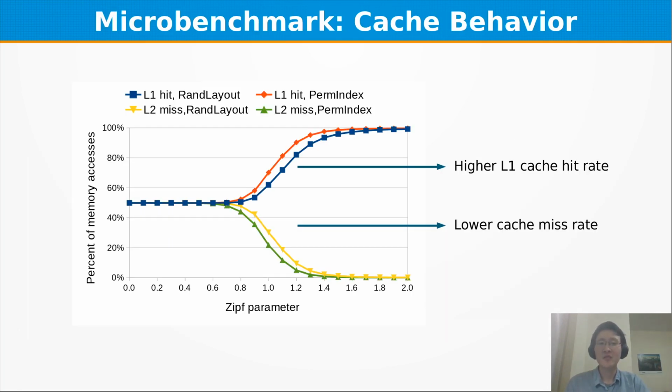This figure shows the cache behavior measured by hardware performance counters. We observe that permutation index leads to higher L1 cache hit rates and lower cache miss rates than the baseline. We also see better utilization of the data TLB cache. So at all levels of the cache, the utilization becomes better, and the query runs faster as a result.